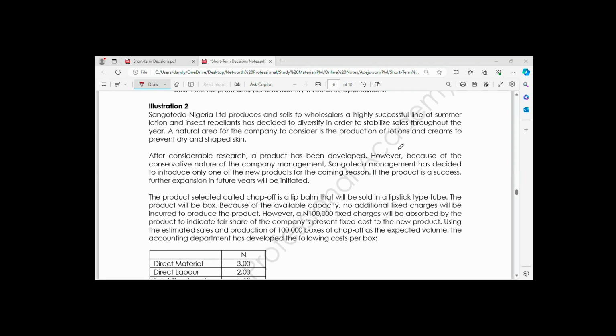Shangote, illustration number 2. Shangote Nigeria Limited produces and sells to wholesalers a highly successful line of summer lotion and insect repellent.